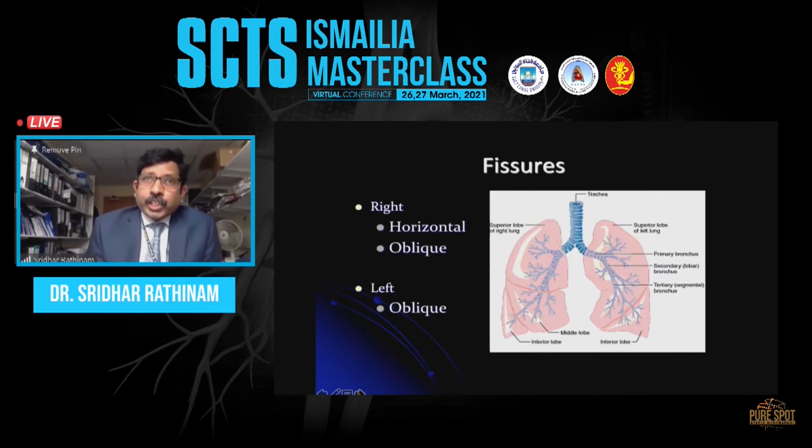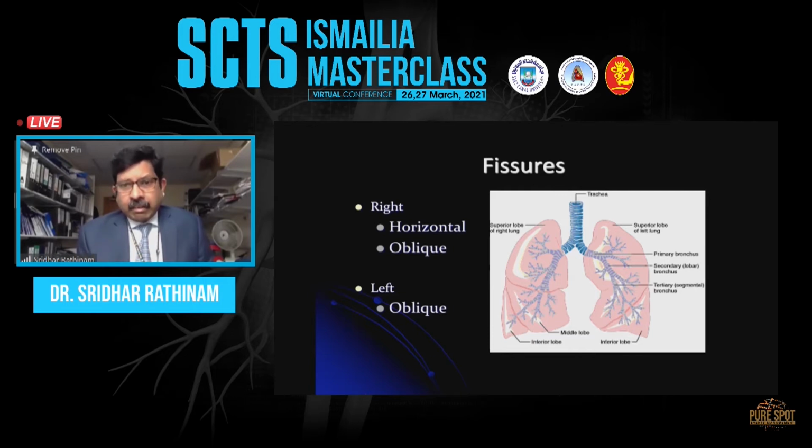We also have the fissures which define the lobes, and these have taken a new meaning in present day, particularly when it comes to talking about lung volume reduction surgery later today. Previously, fissures were just demarcations between lungs. So we have the oblique fissure, which separates the upper and the lower on both sides, and then the horizontal fissure, which separates the upper lobe from the middle lobe.